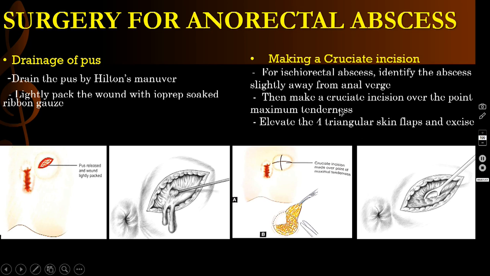And then the 4 triangular skin flaps should be excised, and this is what is called saucerization. You have to excise all the 4 triangular skin flaps, and then again curette the floor of this abscess cavity, that is the ischiorectal abscess. Look for any internal fistula between this cavity and the rectal or anal canal. If there is any fistula, then this patient will definitely end up with a perianal fistula.